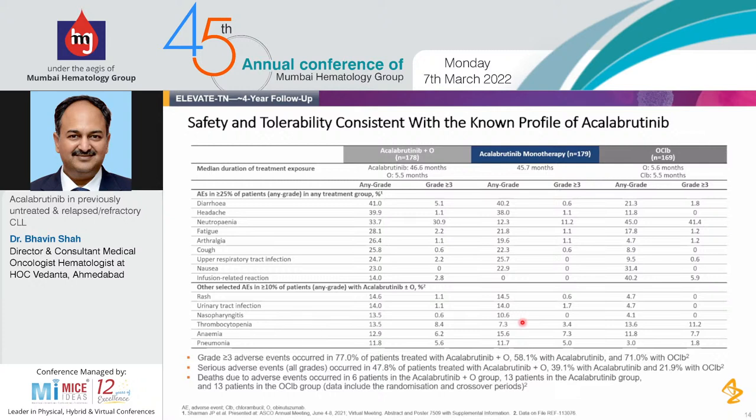Now, if we see the safety and tolerability of patients who are treated with ACAL-based treatment, the class-specific side effects like diarrhea, headache, upper respiratory tract infection, nasopharyngitis are seen more in patients who are treated with acalabrutinib-based treatment. The grade 3 adverse events were 77% with ACAL plus obinutuzumab versus 58% with ACAL monotherapy and 71% with obinutuzumab chlorambucil. The death due to adverse event was in 6 patients with ACAL plus obinutuzumab, 13 patients with acalabrutinib and 13 patients with obinutuzumab chlorambucil-based treatment.